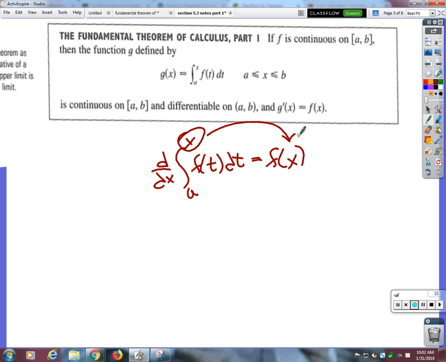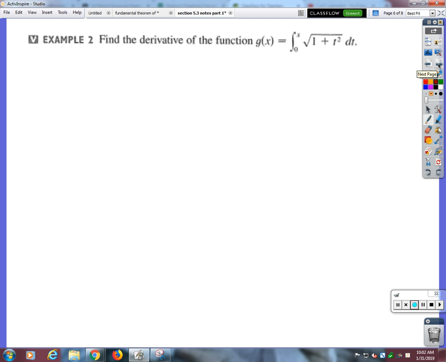Okay, we're going to get to that. Okay, that's the fundamental theorem of calculus part 2. Today we're just chatting about this startling relationship that we just found. All right, so find the derivative of the function g of x equals the integral from 0 to x of the square root of 1 plus t squared dt.